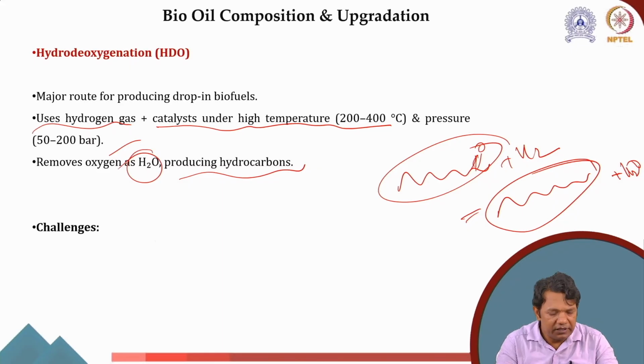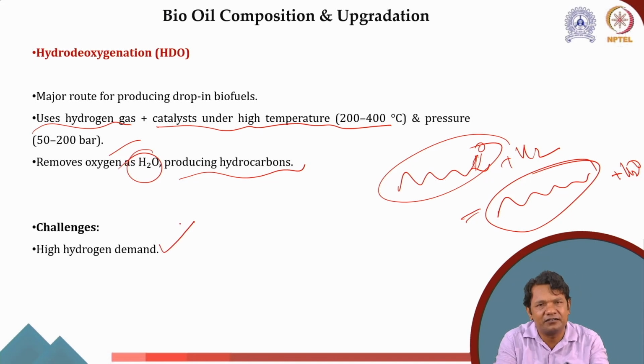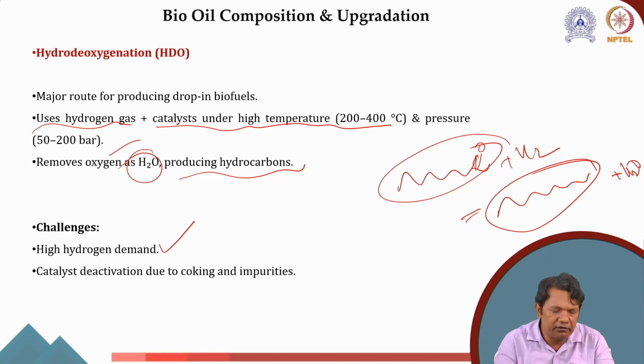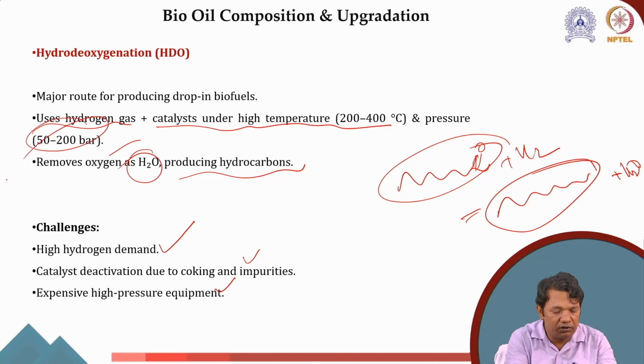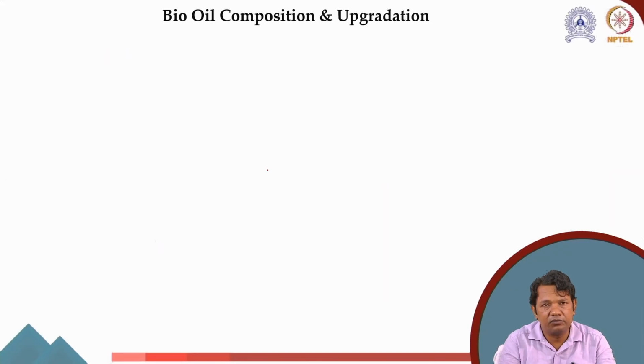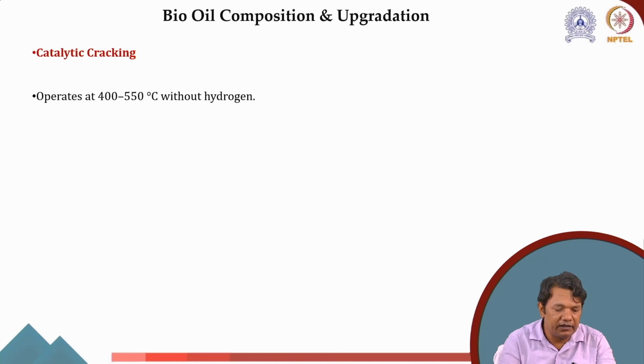But the challenges here are the very high hydrogen demand. The most important part is hydrogen is the cleanest fuel, so we have to use the cleanest fuel to produce a dirty fuel which has carbon. But you can't do anything about it as of now. Then there is catalyst deactivation due to coking and impurities. These are some of the major challenges. Expensive high pressure equipment is needed because high pressure around 50 to 200 bar is required. The temperature is 200 to 400.